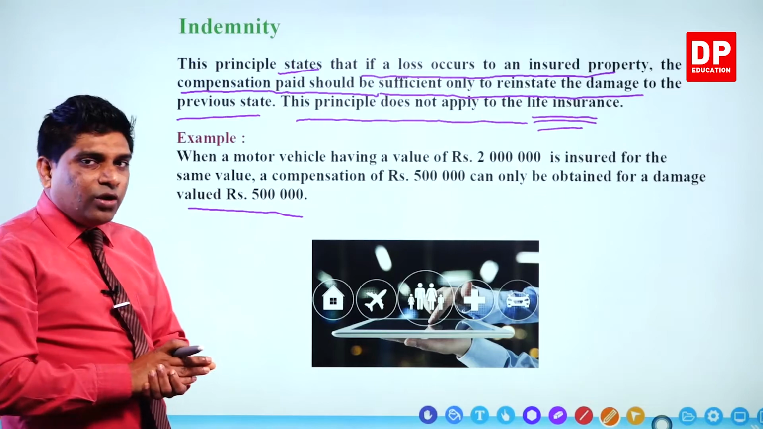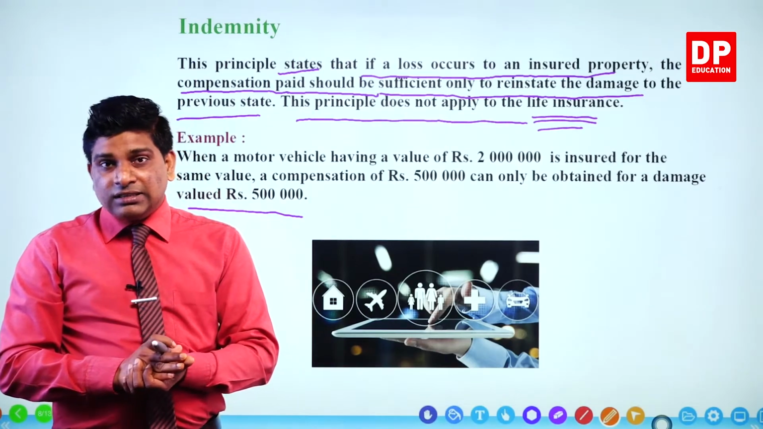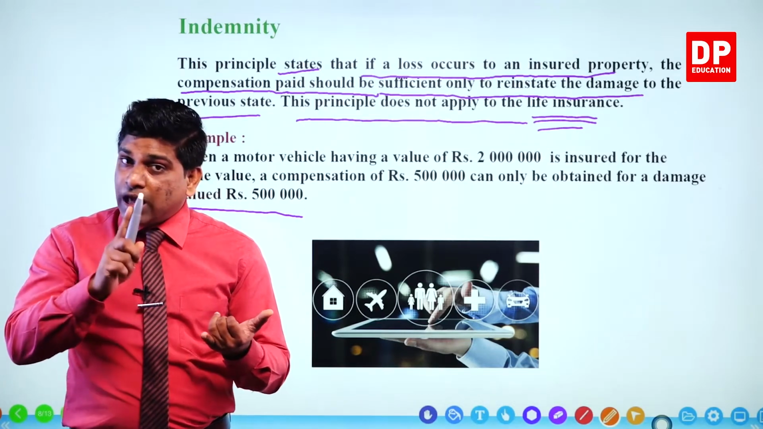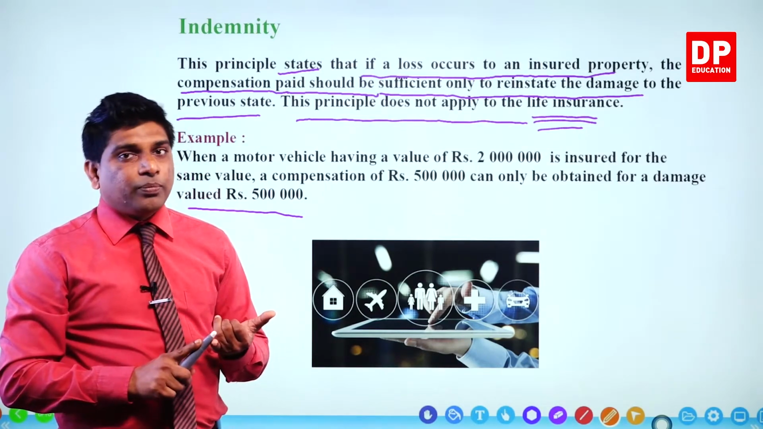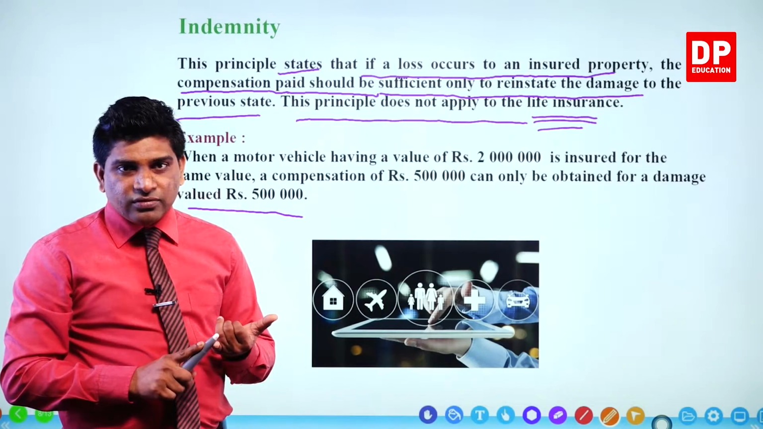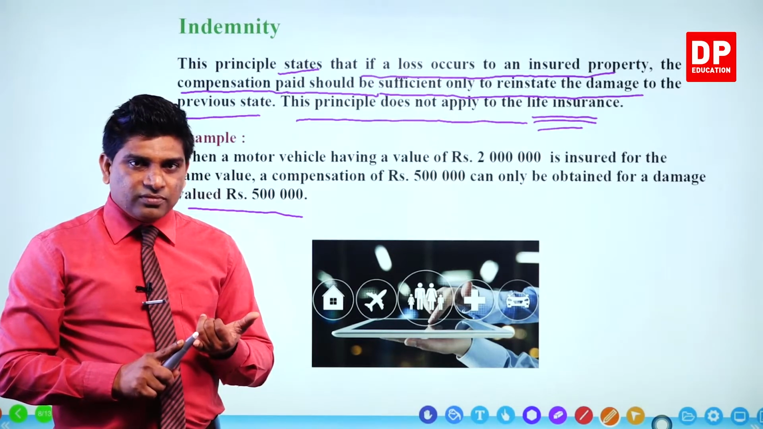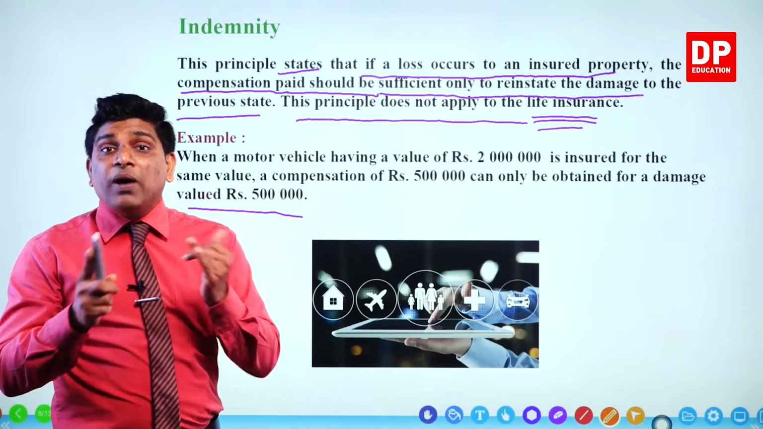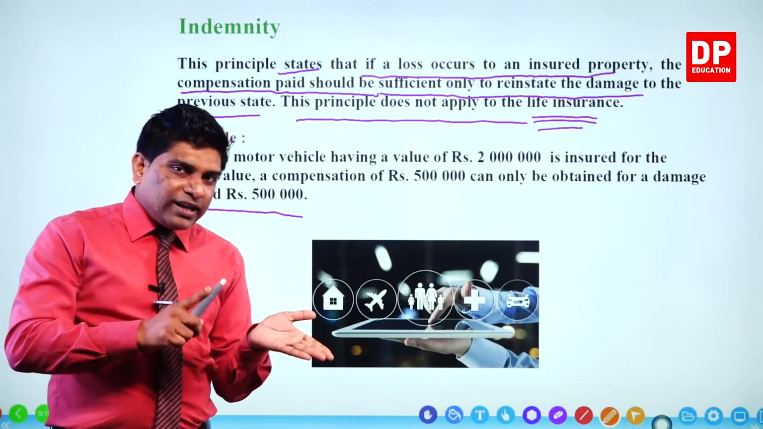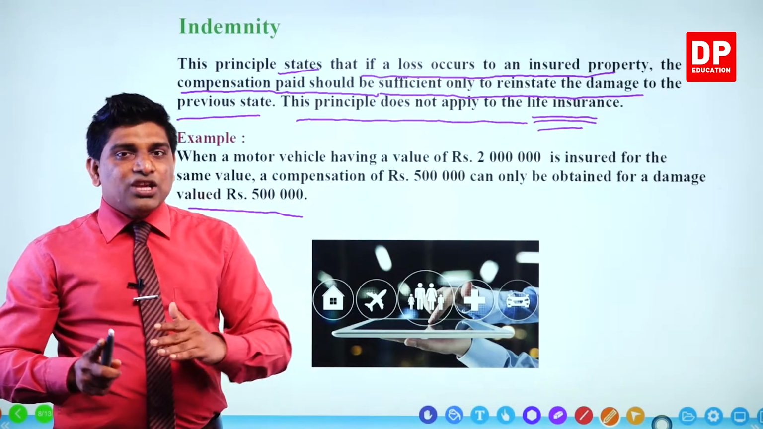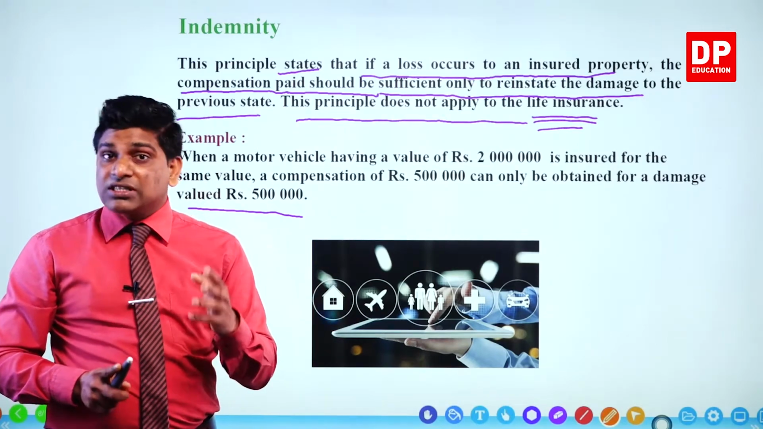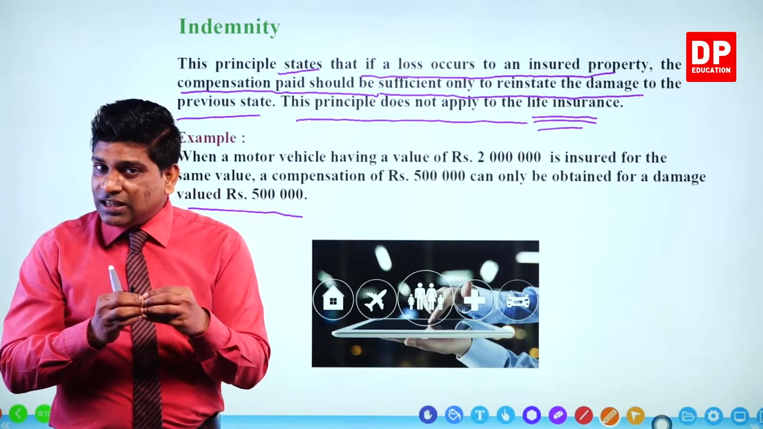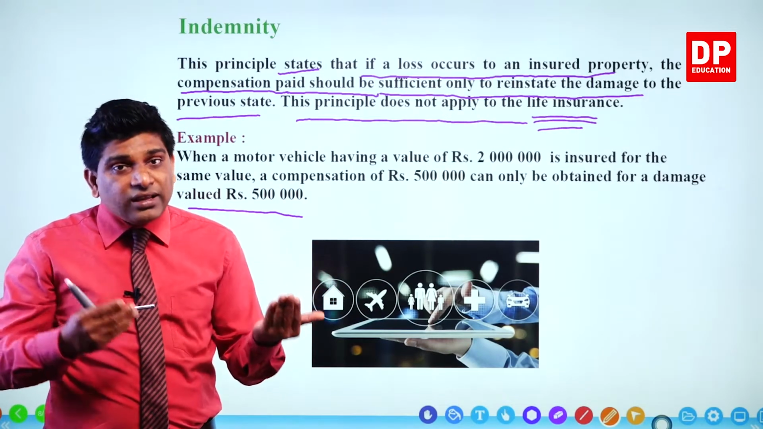I think you understood. Now I have discussed three principles. First one is insurable interest. You should have a legal right for your property or for the life to get an insurance policy. The other one is utmost good faith. Both parties, that is the insured and the insurer, the insurance company, should reveal proper and accurate information regarding the insurance agreement when you get the insurance policy.